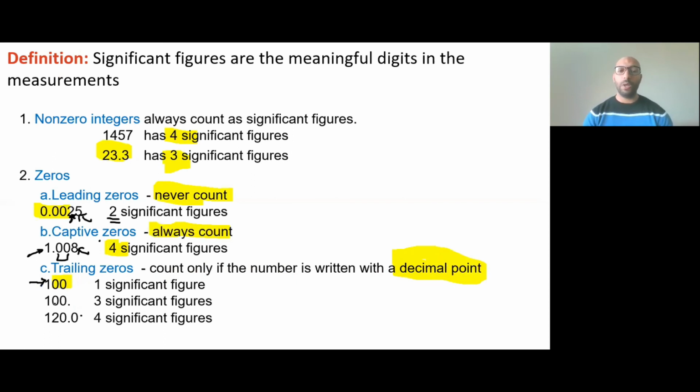In the second example, 100., here we have a decimal point. So these trailing zeros will be counted as significant figures, and the number of significant figures is 3. And the last example, we have 120.0. How many significant figures? At first, let me check if there is a decimal point or not. In our case, we have a decimal point. So these trailing zeros are counted as significant figures, and the number of significant figures in this case is 4. 1, 2, 3, 4. I think it's clear.